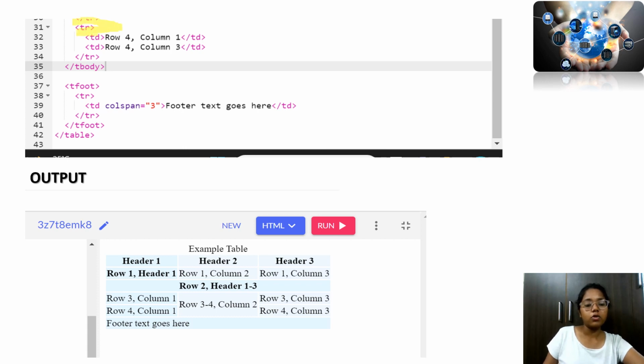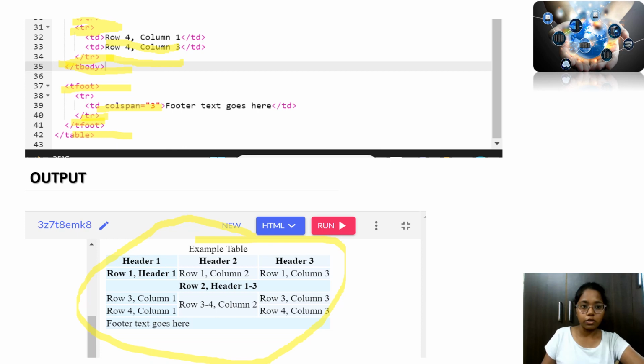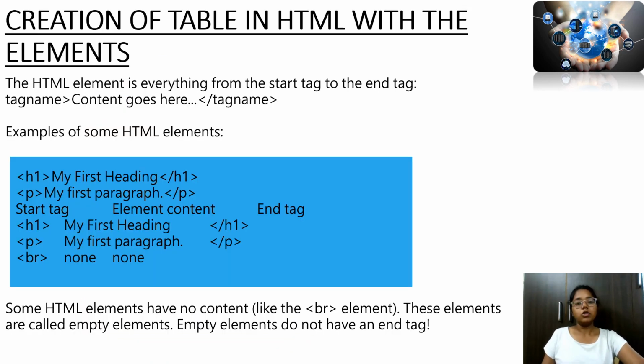Another row is created here using this tag tr where row 4 and column 1 are created, then row 4 and column 3, then it's ended. Then we end the body, then the tfoot, where colspan is assigned 3. Then we end this program. So here we have generated an output. So we get the table like this as we have named it. So we get the table as output. So we are done with creation of table using all the options.